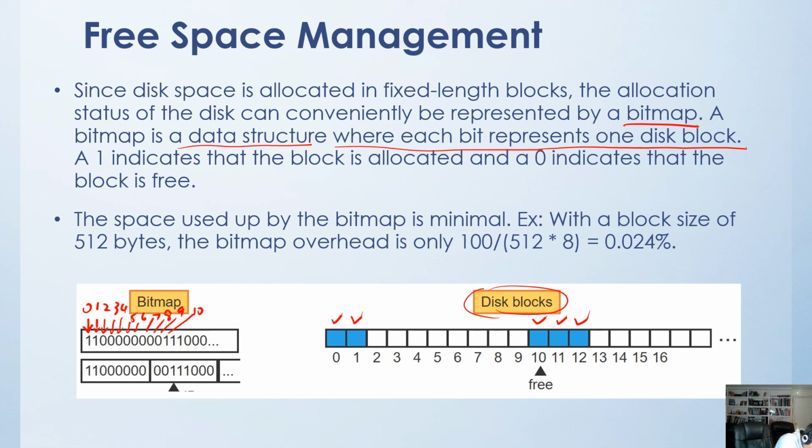Now, 10 has the value 1, so that means block 10 is occupied, and 11 is 1, 12 is 1, and 13 is 0, so that means 13 is free, right? So we can continue to do that. Okay, so this is a very simple concept, and the bitmap uses a minimum amount of space to manage the free space.